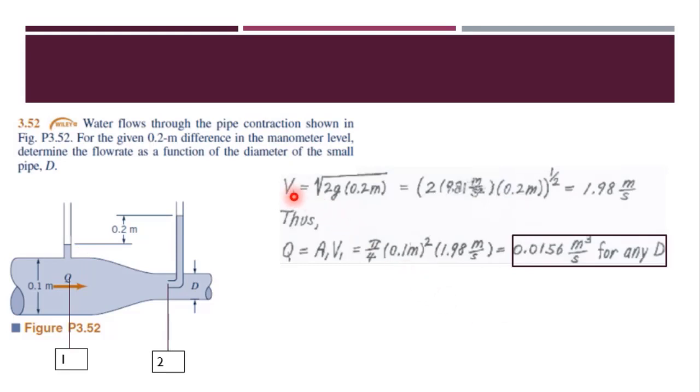So then we have V1 is equal to the root of 2g times 0.2 meters, and V1 comes out to be 1.98 meters per second. Now we know that Q is equal to A1 V1, and Q comes out to be 0.0156 meter cube per second. So it doesn't matter how much the diameter is, this flow rate does not depend upon the diameter of this small pipe. It's constant, and this is 0.0156 meter cube per second.